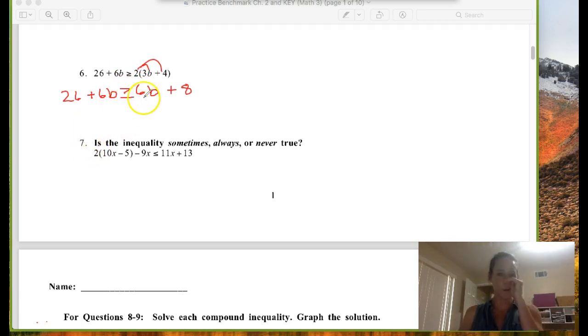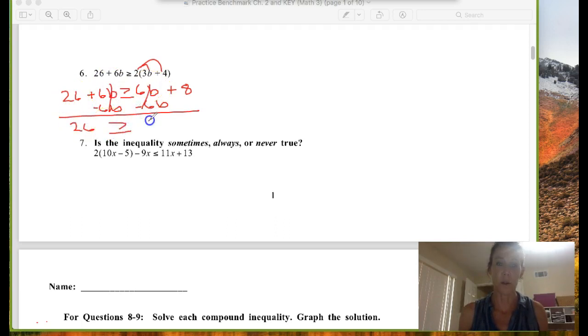Now I can see a little bit of a problem here. When I pull my b's together, subtract 6b to both sides, your b's are going to fall out. And you're going to end up with 26 is greater than or equal to 8. Well, when is that true? Is 26 greater than or equal to 8? Yes, that's always true. 26 is always greater than or equal to 8.